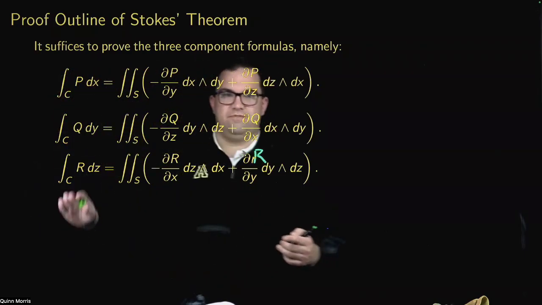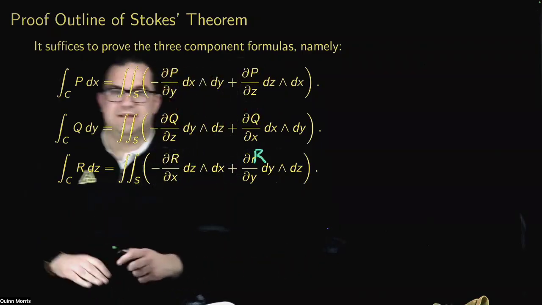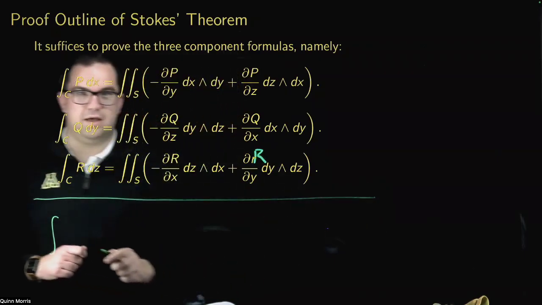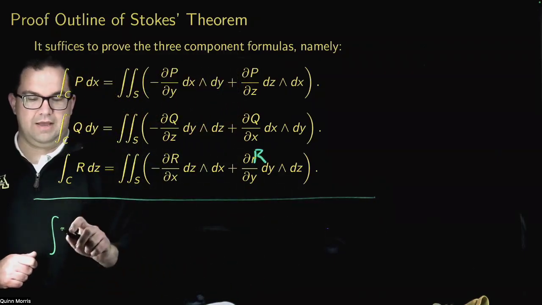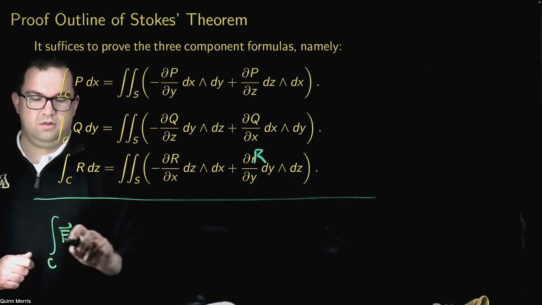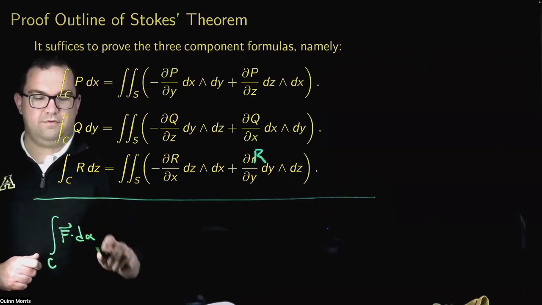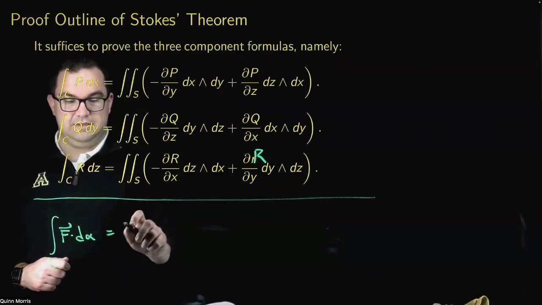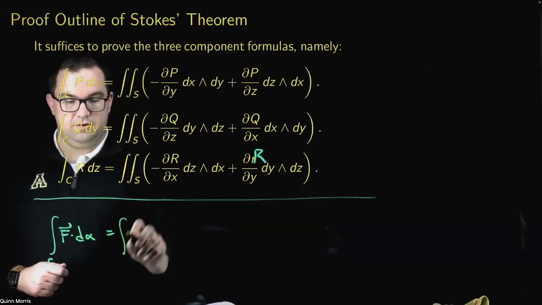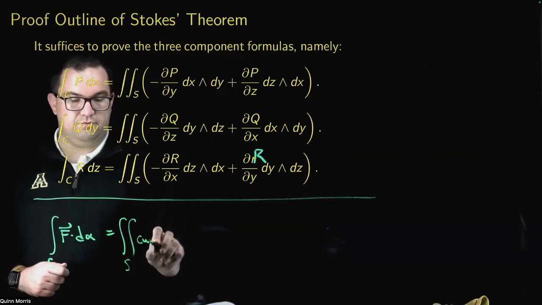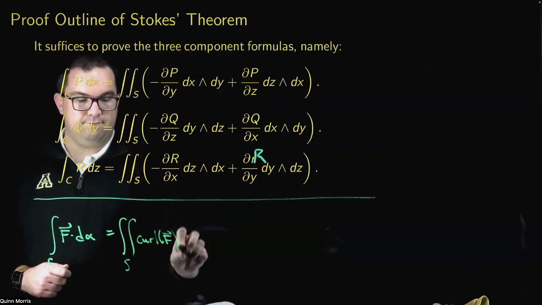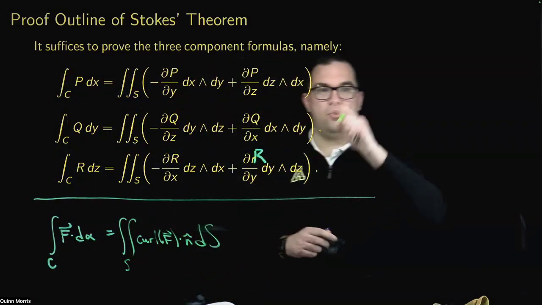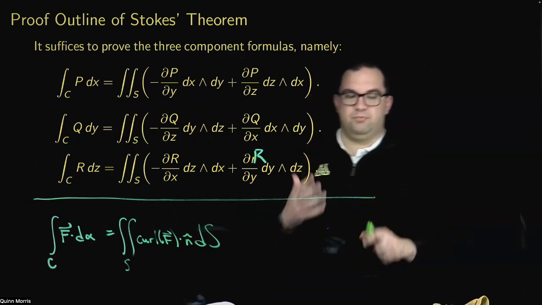So if I prove all these things and add all the things together, then on the left-hand side, thinking about just summing all of these things up, what I'll end up with is just the line integral of F dα. And on the right-hand side, I will end up with the surface integral of the curl of F dS. Okay. So if I can prove all three of these things, then I will have proven Stokes' theorem.